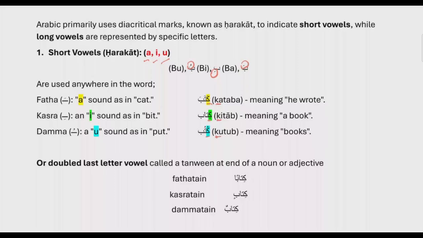Right, then we have a double vowel on the end consonant of a word, so you can have an, in, or un. There's a double fatha, double kasra, and double dhamma, giving you fathatin, kasratin, and dhammatin. Okay, so that's another kind of vowel sign. We call that a tanween.